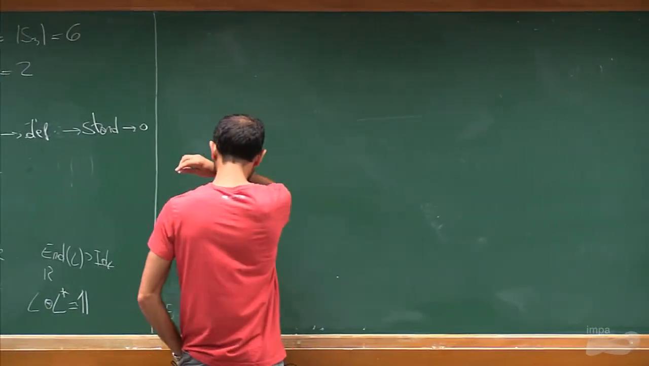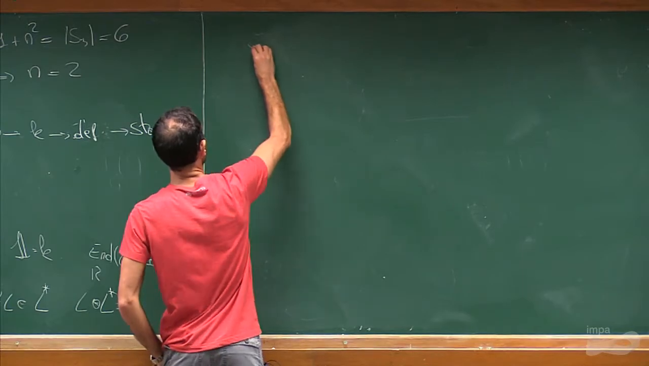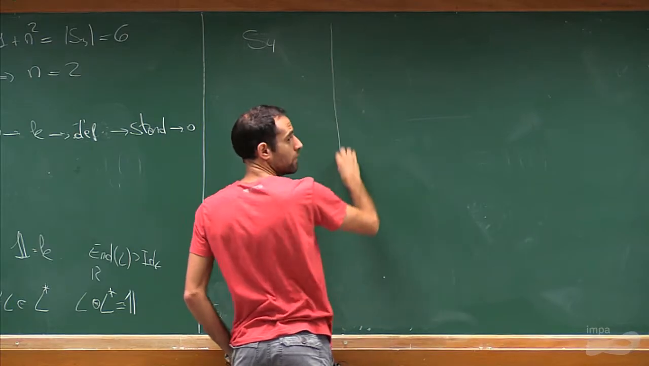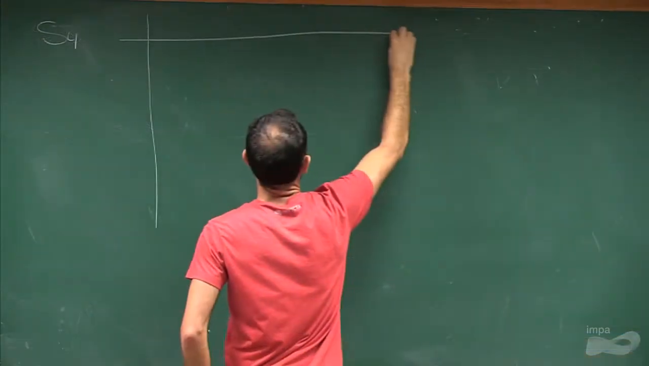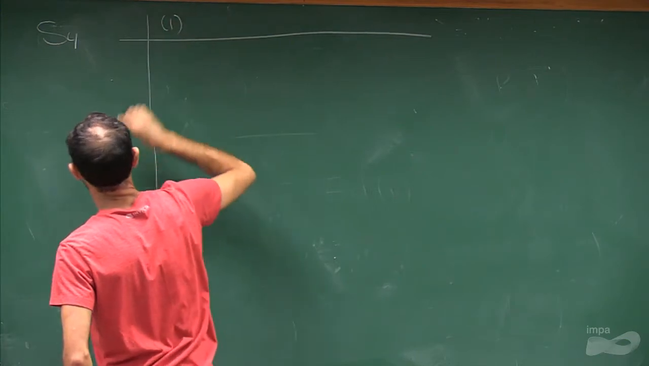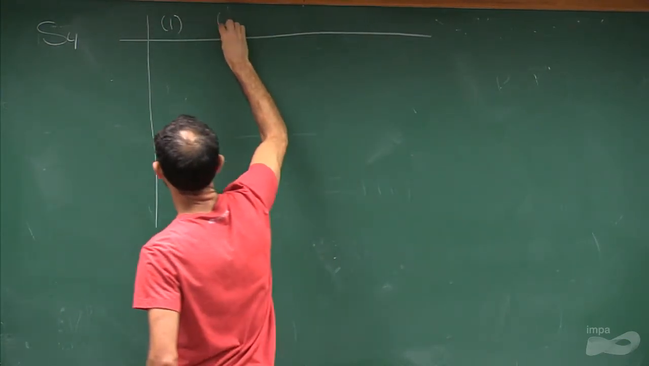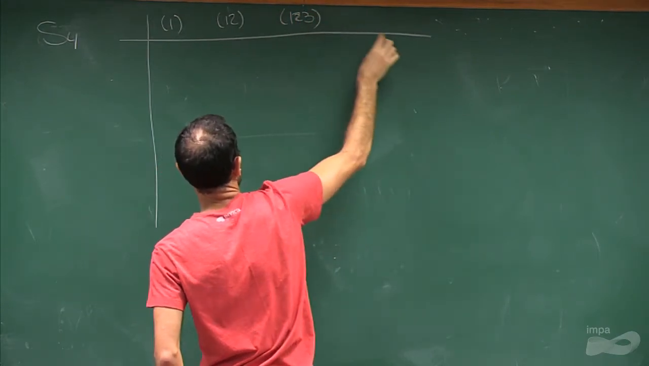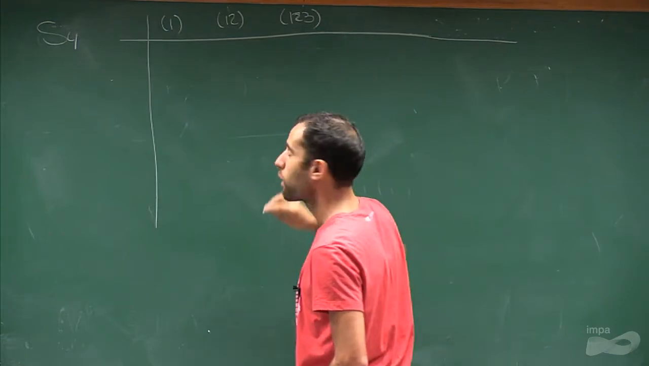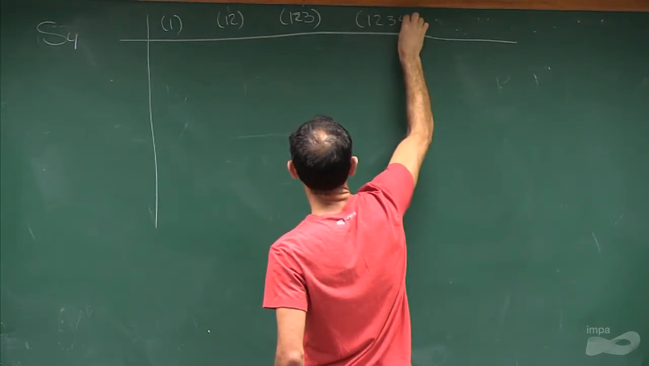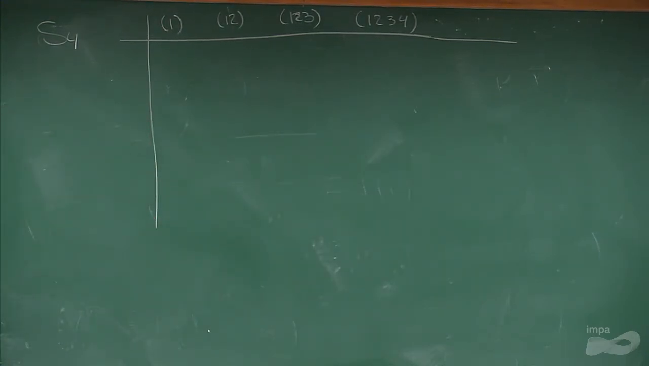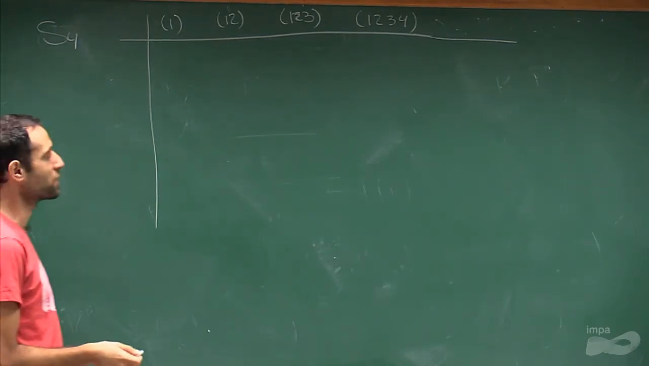Okay, so let's do a couple more. Let's do S4 and A4. So S4 is a little bit more complicated because we have 1 here. So perhaps we're not going to finish. 1, 2, 1, 2, 3, and 1, 2, 3, 4. Right? Am I missing something? Come on. Good. So where do I put it?